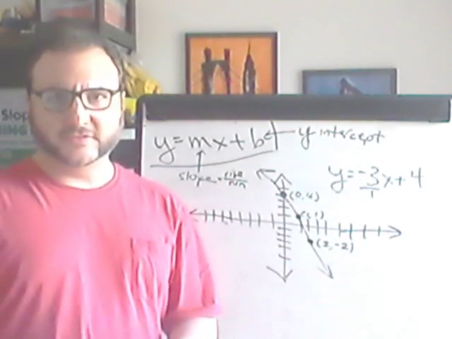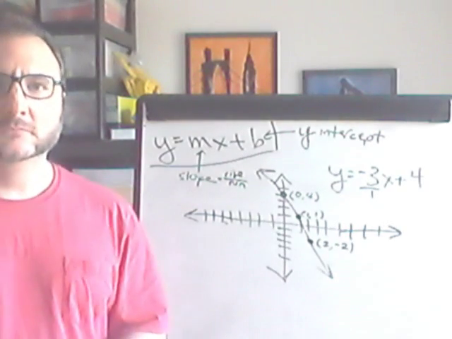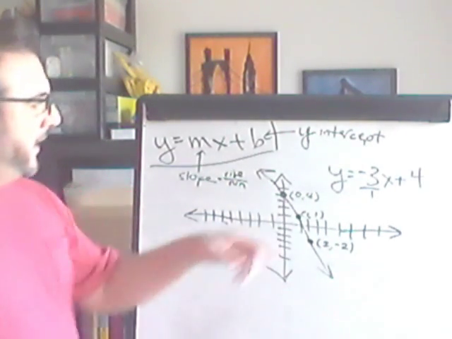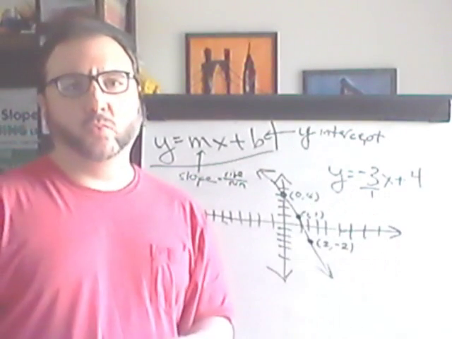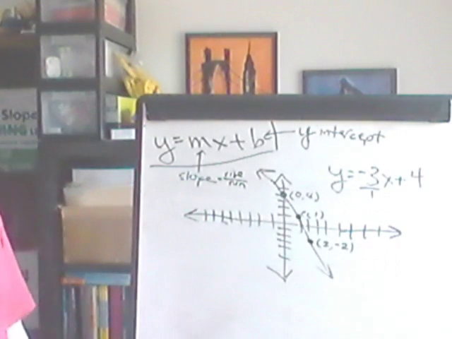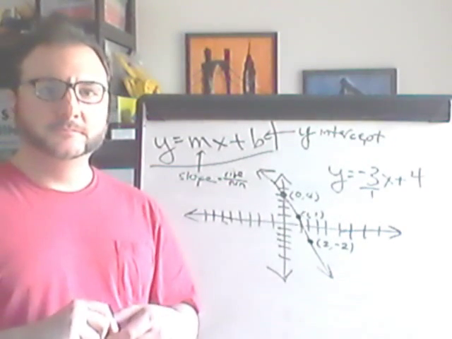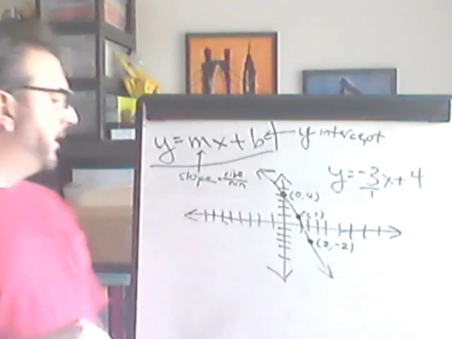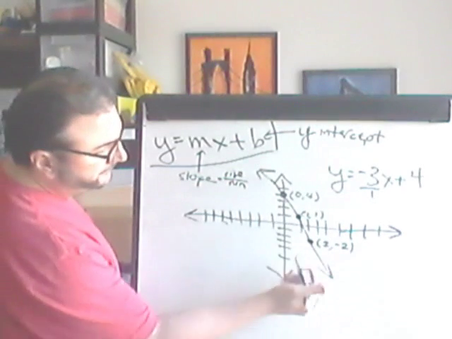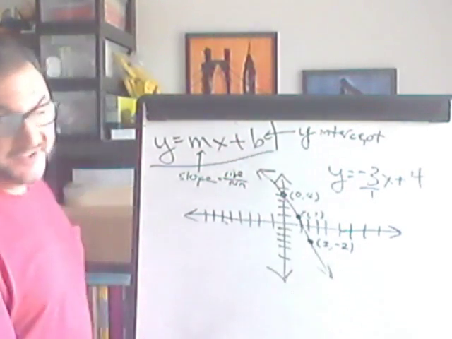Let me ask you this. What would the next point be? If I'm going down 3 and across 1, what would the next point be? I'll give you time to think about that. Plot it maybe. Right? Okay, so remember, I'm starting here. Hopefully it'll be somewhere in here. Otherwise I did something wrong.